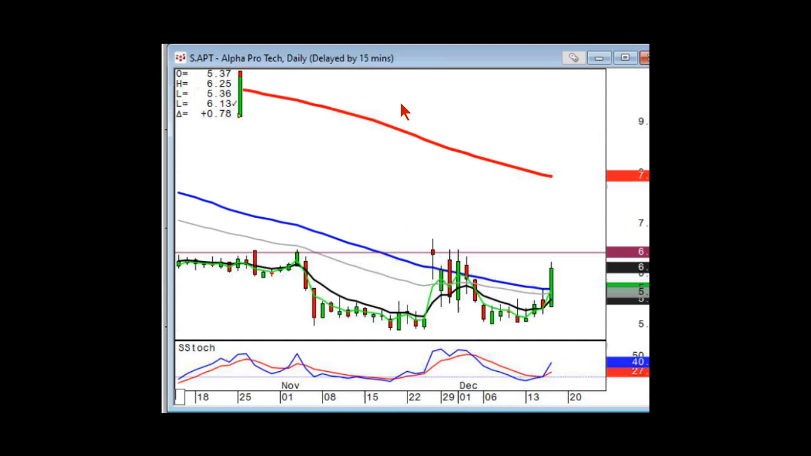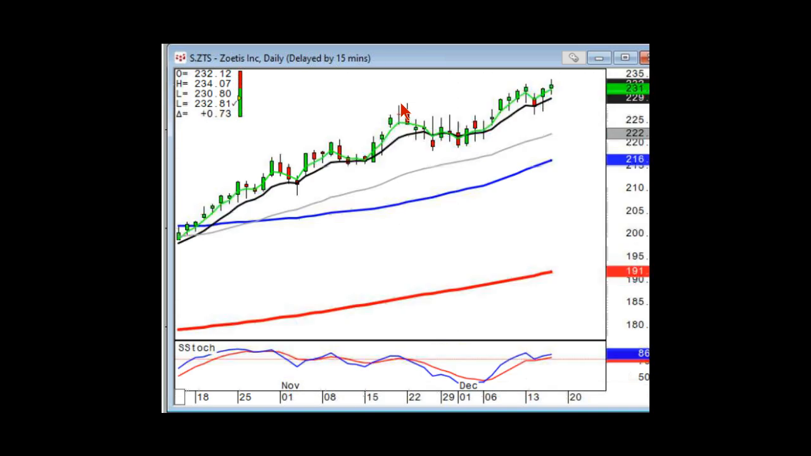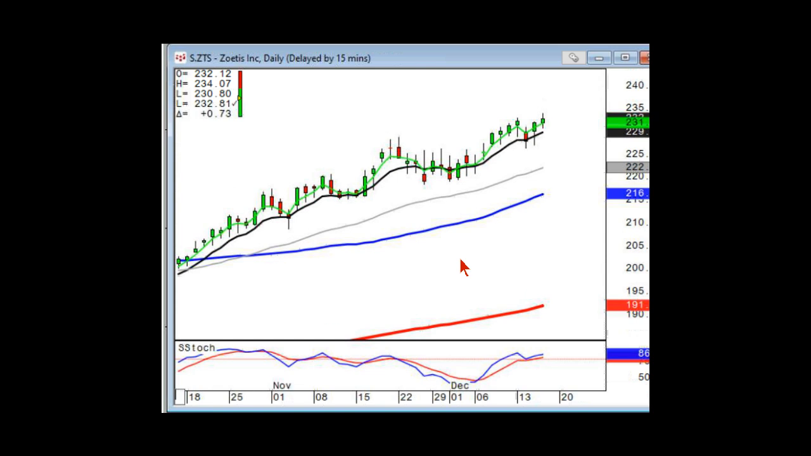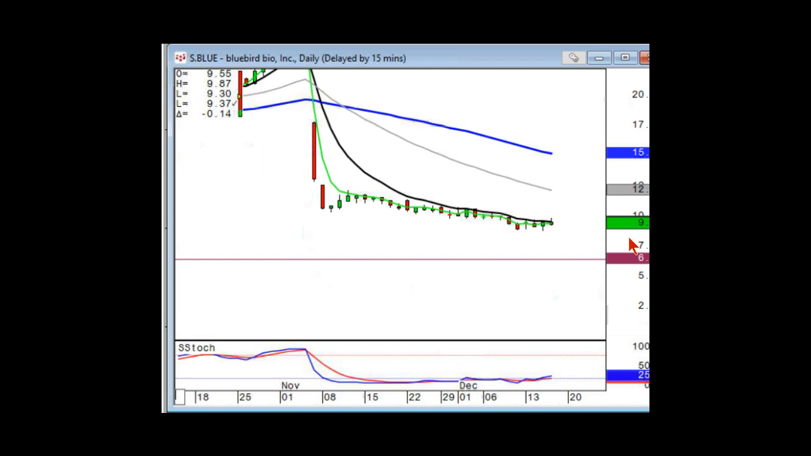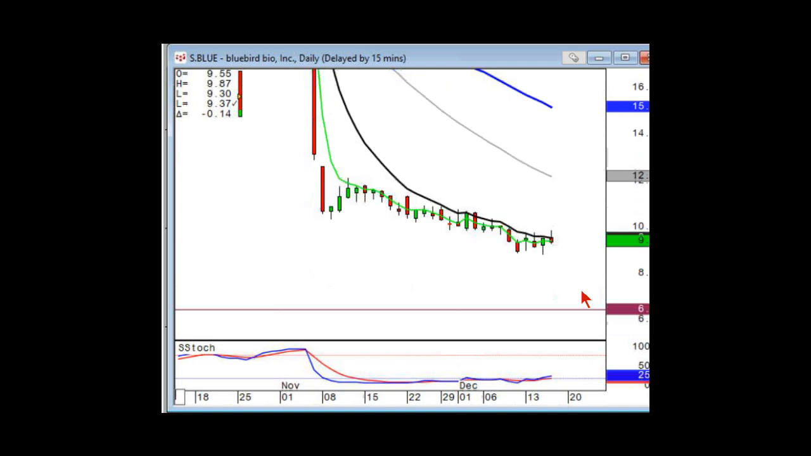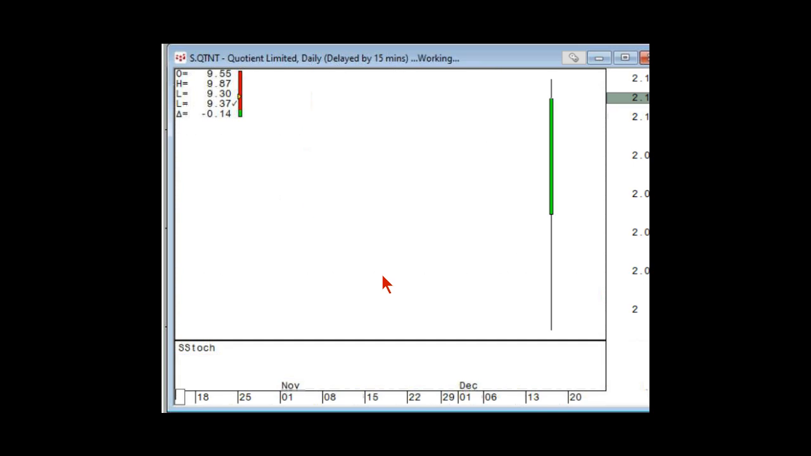Stay long on app. ZTS, just stay long as you stay above the T line. C3, RAM, I don't know what that is. Blue, that's kind of a nothing chart. Probably wouldn't be long or short. Just no direction.